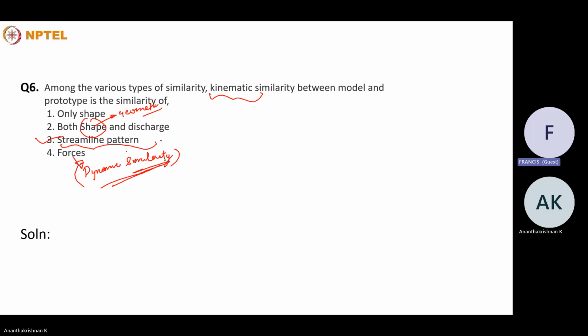Similarly, can we say that in kinematic similarity both the geometry and the other one are included? I mean, option B: shape is actually geometry, and discharge is actually velocities coming inside it. But that doesn't give discharge actually. It doesn't give you the direction of the flow, right? Kinematic similarity will actually give the direction. So velocity is involved. Discharge doesn't give you that, right? Yes, only the volume flow rate. Okay. So if the option was shape and streamline pattern, yes, you could have picked that option.